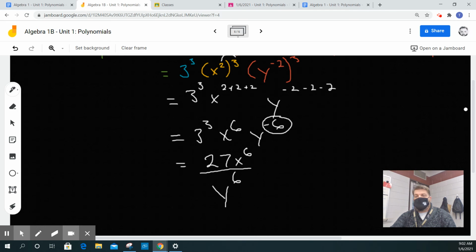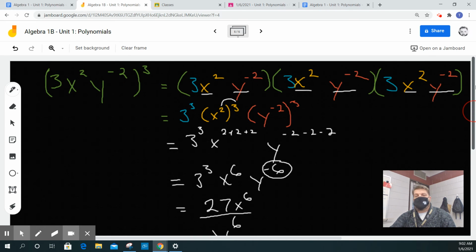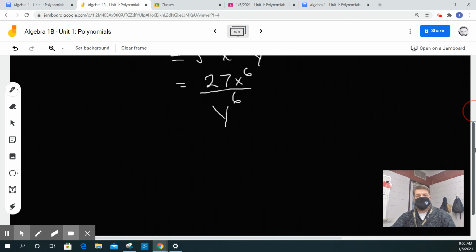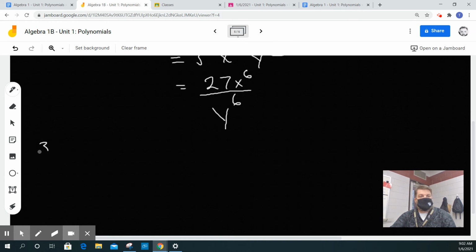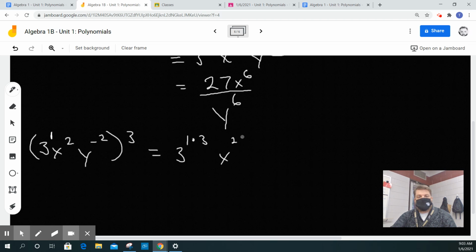Now, I wrote it out the long way. I multiplied everything out and tried to show you guys, but there's a shortcut to that. I could have done the same problem a lot easier. I could have said 3x squared y to the negative 2 raised to the 3, think of it like this. This is 3 to the first power, so it'd be 3 raised to the 1 times 3. This is x squared times 3, and this is y to the negative 2 times 3.